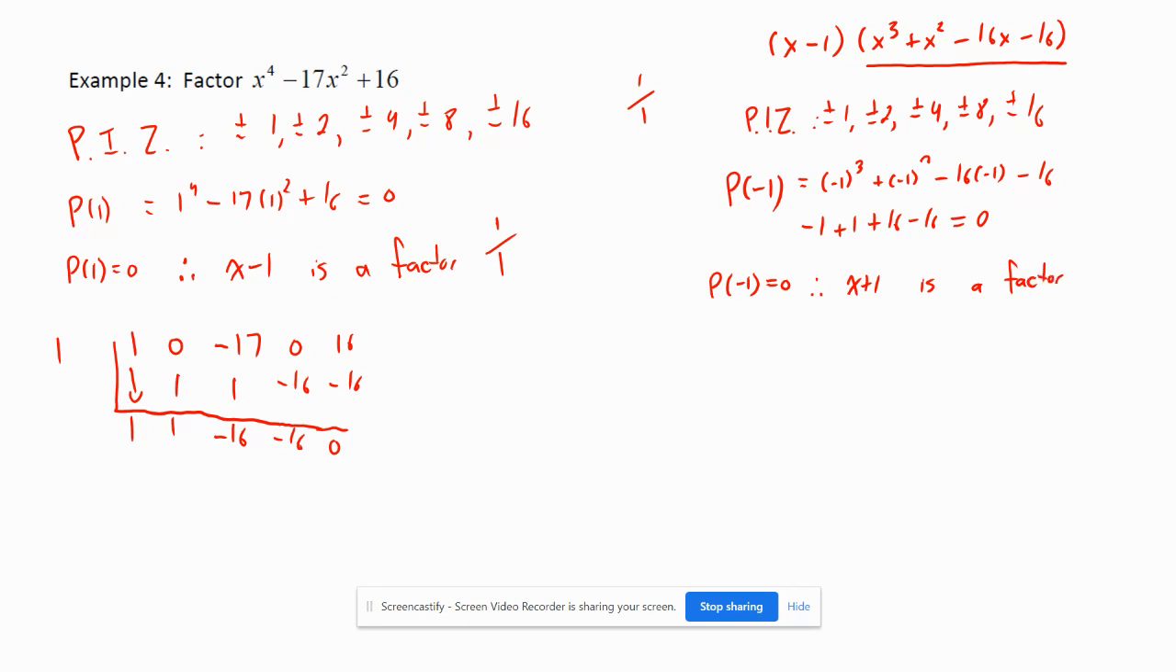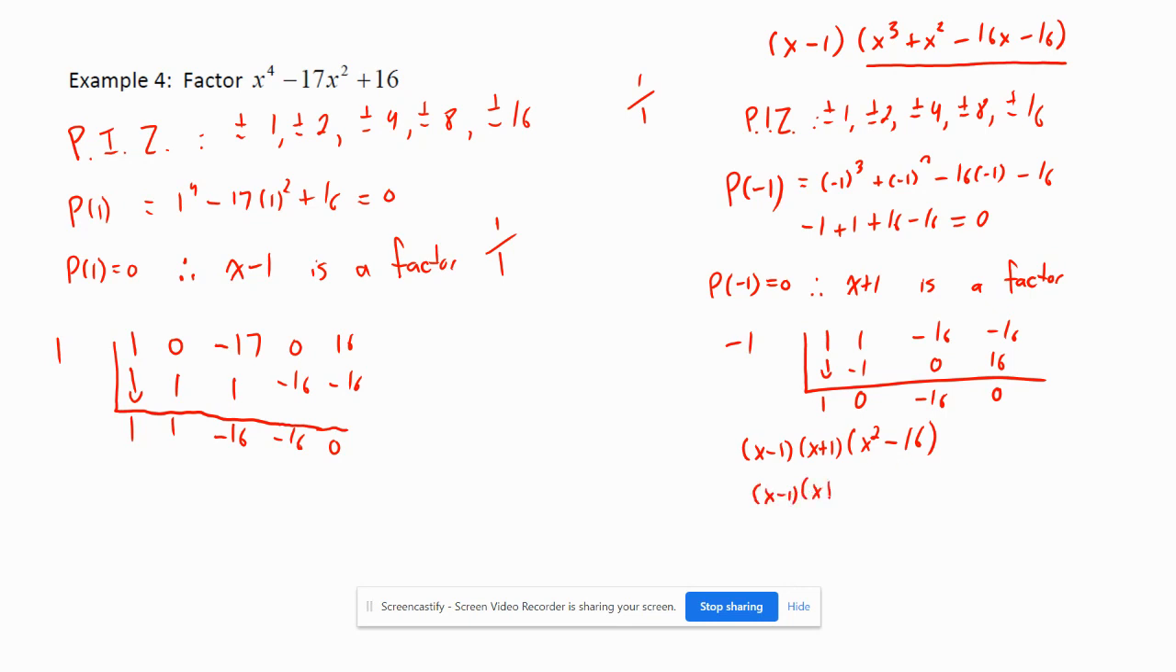Now how to figure out the other factor? Synthetic division again. So this is a negative 1 value, and we have 1, 1, negative 16, negative 16. 1 comes down. We get 0. Again, we've got a remainder of 0, which is what we're expecting. So we have x minus 1, x plus 1, then we have x squared, 0x minus 16. And this is now a difference of squares, so we can factor this. So this would be the fully factored version of this over here.